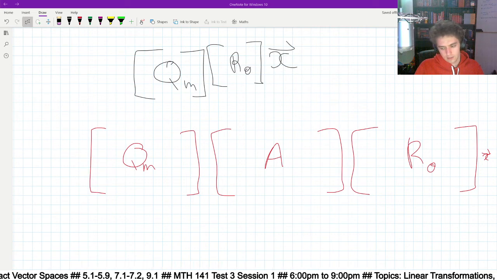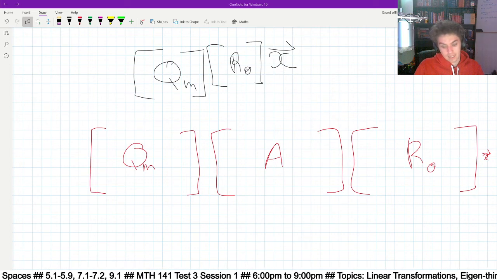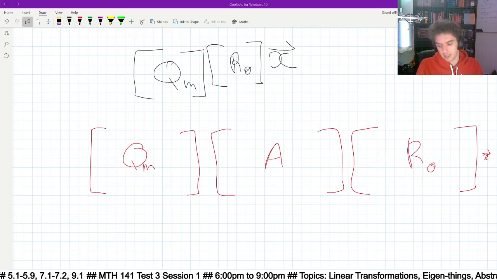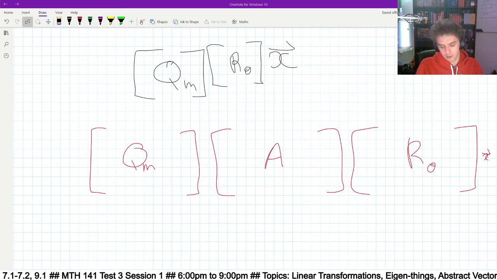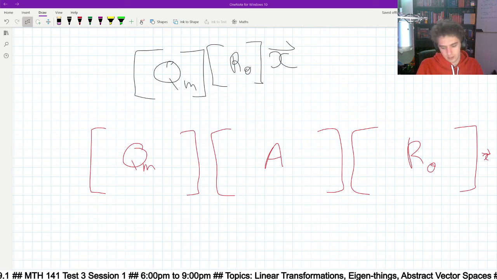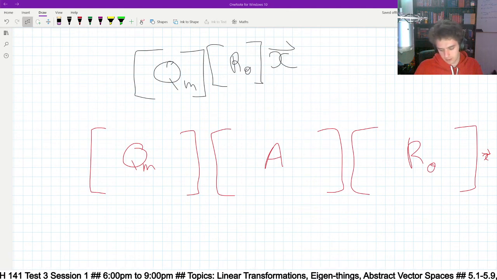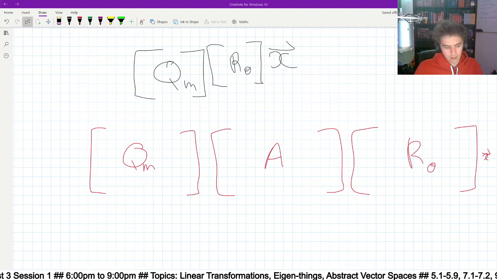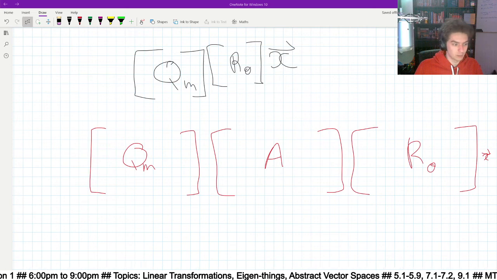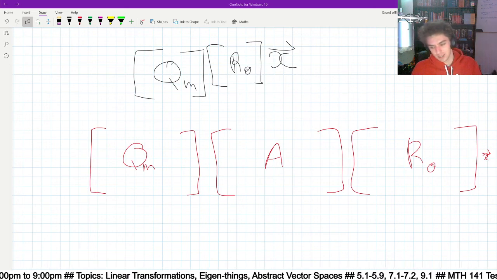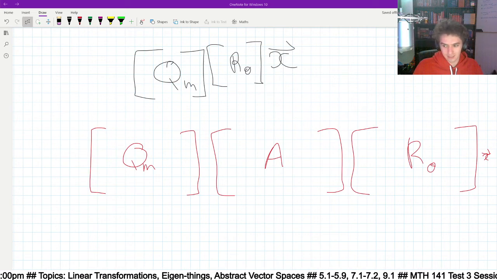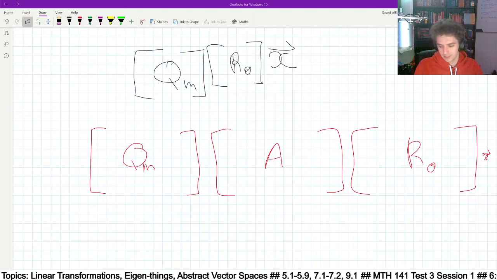The 9.1, is that just the abstract vector spaces? Yeah, that's all we're doing from chapter 9, the first section called algebraic considerations. Okay. And over the break, I will be teaching myself the rest of chapter 9. So if anyone wants to join me, just DM me, and we can do it together.